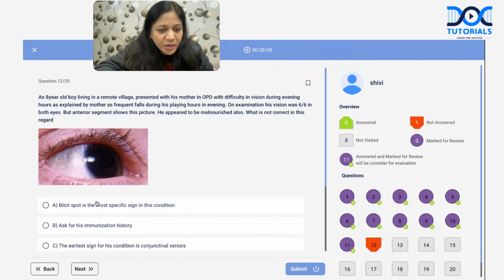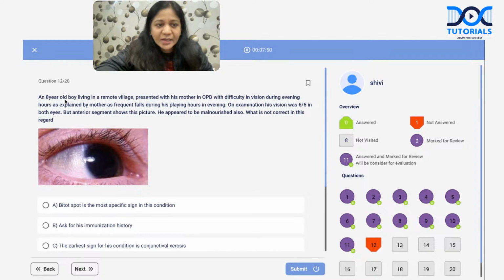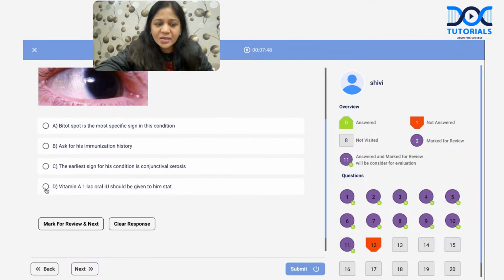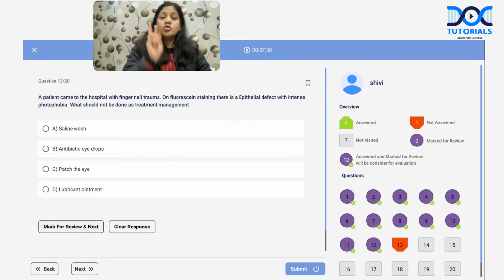Okay. So white hot spot is the most specific sign. Yes, this is correct. Ask for immunization history. Definitely we should ask whether vitamin A was given or not. Yes. The earliest sign for this condition, I have already said, is conjunctival xerosis, the first sign that we see. Vitamin A 1 lakh to be given? The child is 8 years old, so why would I give 1 lakh? In an 8-year-old child I give 2 lakh international units of oral vitamin A. So this should be my answer. I have to give 2 lakh international units. So this is definitely the answer.